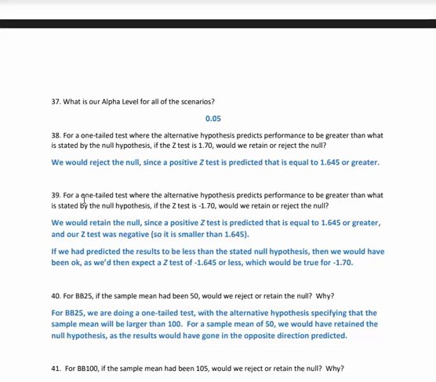39. For a one-tailed test where the alternative hypothesis predicts performance to be greater than what is stated in the null, if the z-test is negative 1.70, would we retain or reject the null? So let's restate this and say for a one-tailed test where the alternative hypothesis predicts performance to be less than what is stated by the null hypothesis, if the z-test is negative 1.7, would we retain or reject?